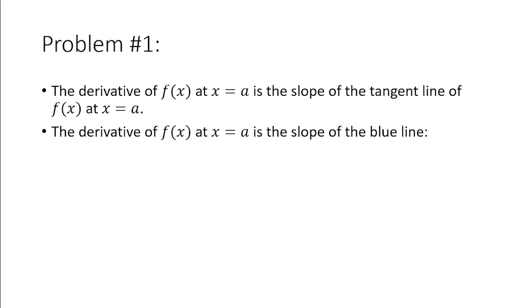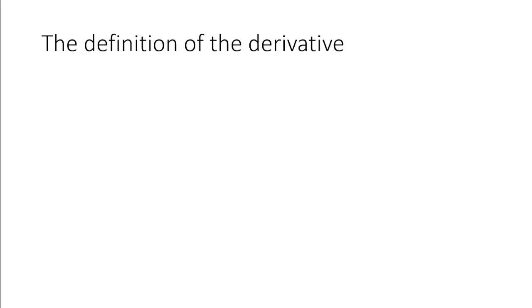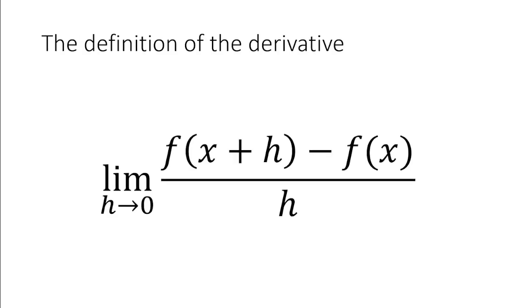Let's talk more about problem 1. I made a little diagram here, so basically what it's trying to say is, what is the slope of this blue line, which is tangent to f(x) at x equals a? This is the definition of the derivative, and it looks complicated.